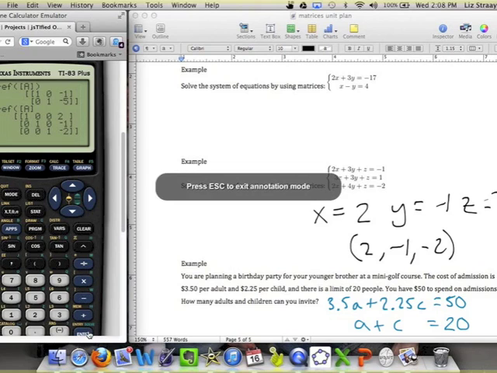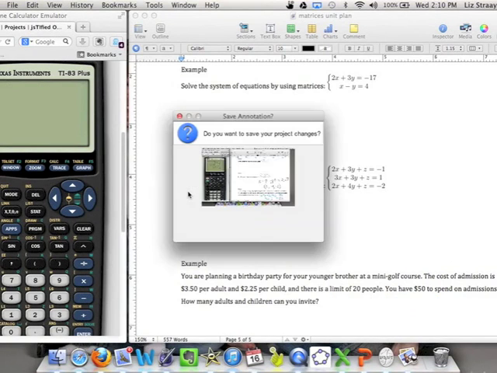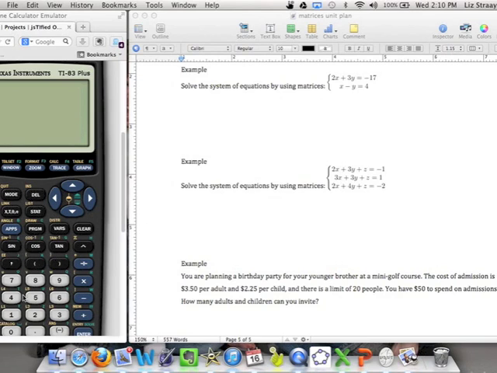So I'm going to go second, turn my calculator back on, go into second matrix and edit this. This time I had 2 equations, so it's going to be a 2 by 3. I had $3.50 per adult, $2.25 for a child, 50 total, 1 adult, 1 child, 20 people total.